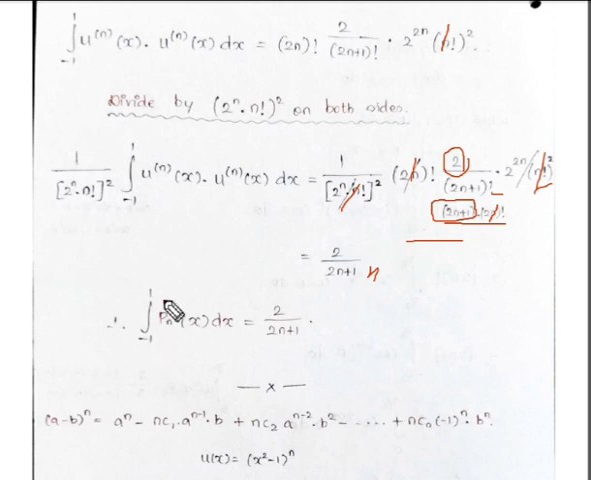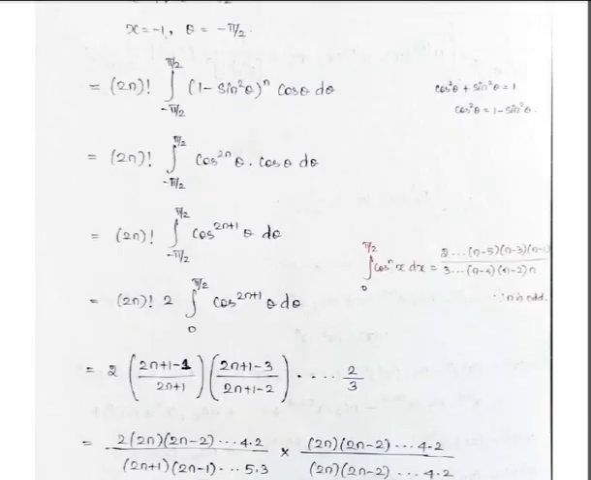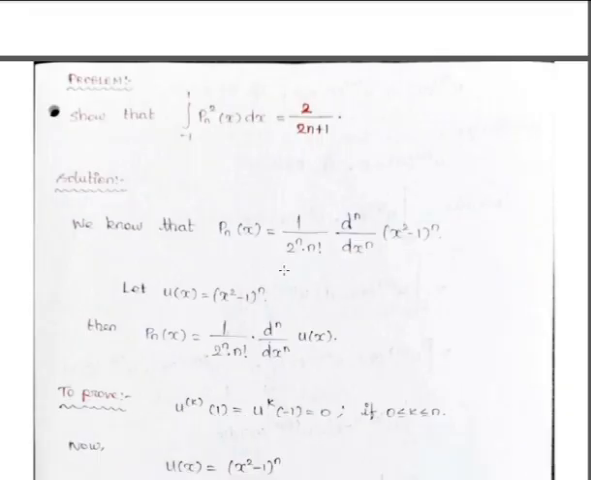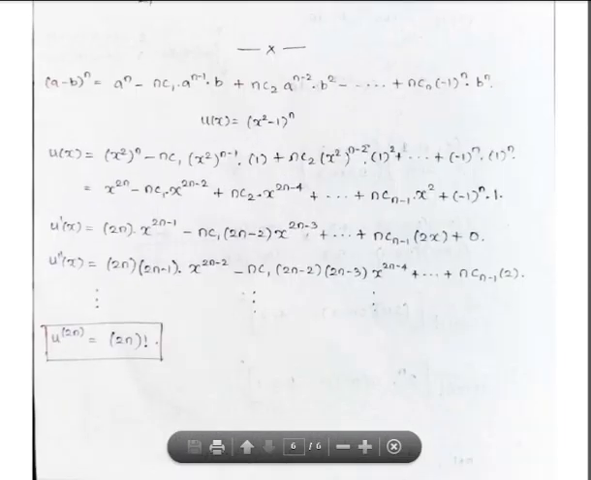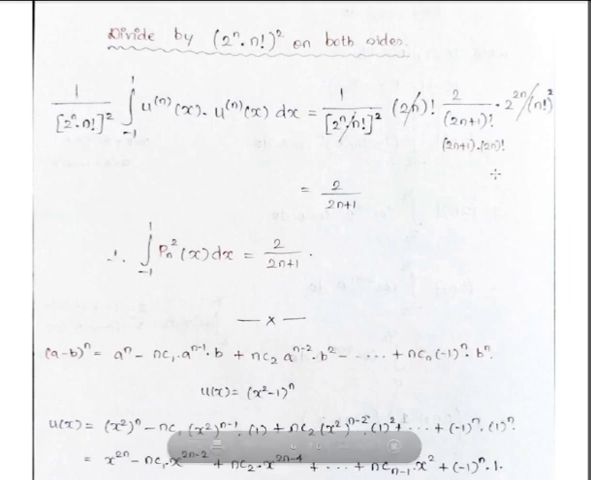So what is the final solution? Integral from minus 1 to 1 of Pn square. What is the Pn value? The Legendre polynomial solution formula, all of you know that. What is the Pn of x? Pn of x equals 1 by 2 power n into n factorial, d power n by dx power n of x square minus 1 to the power n. Now all are squared, so u power n into u power n. So the integral from minus 1 to 1 of Pn square of x dx equals 2 by 2n plus 1. So we proved the solution.